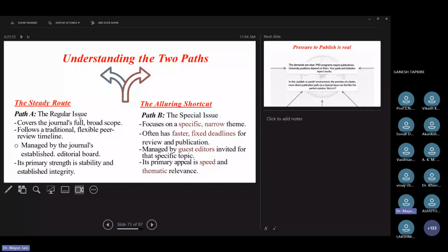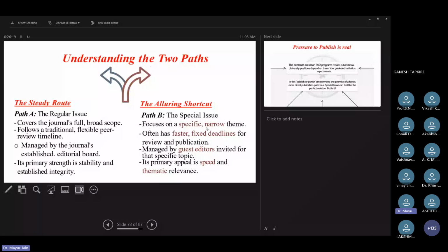So understanding the two paths, one is the steady route, right? So the regular issue is the steady route. It has its own timeline. It takes its own time for the complete review process, for the decision process, for the acceptance process, for the publishing process. So it will follow the same route, right? Whereas the special issue, it is a shortcut.